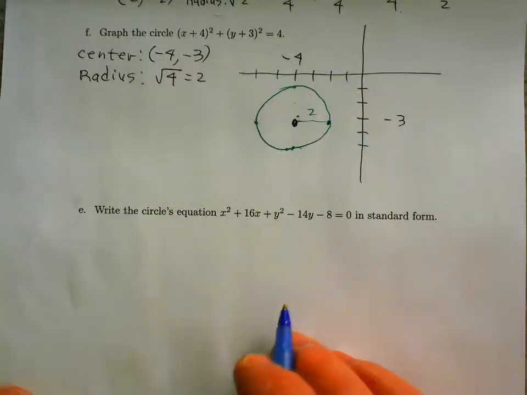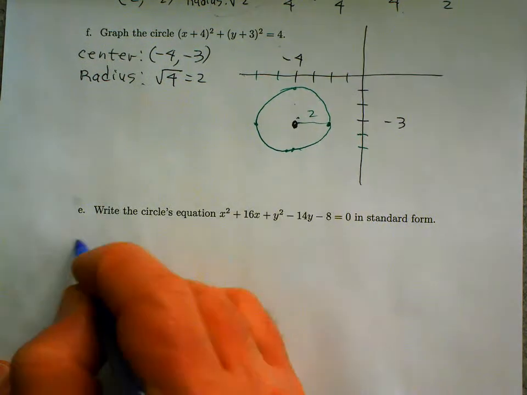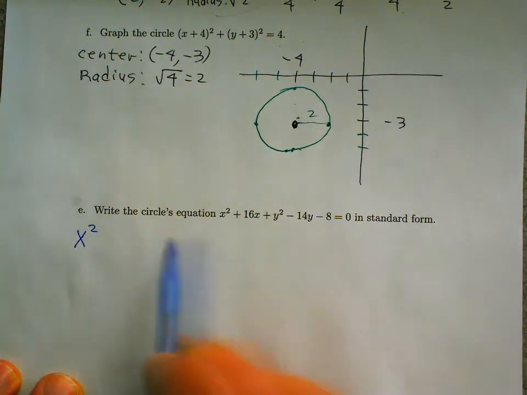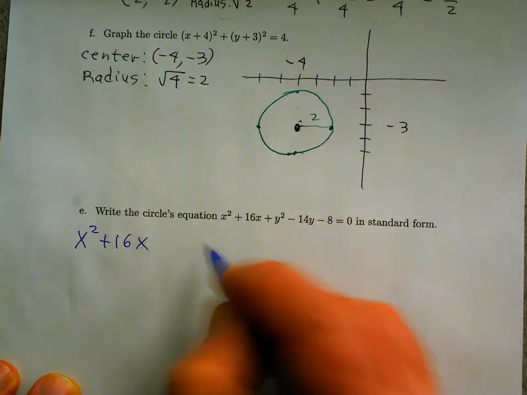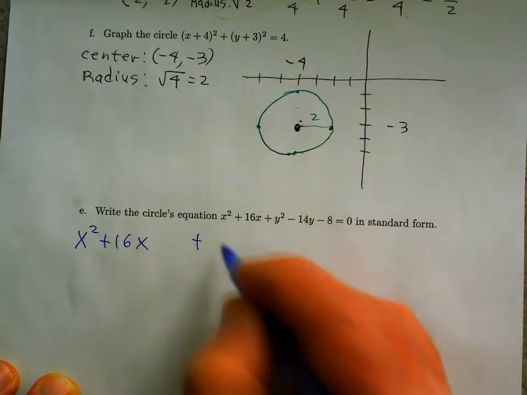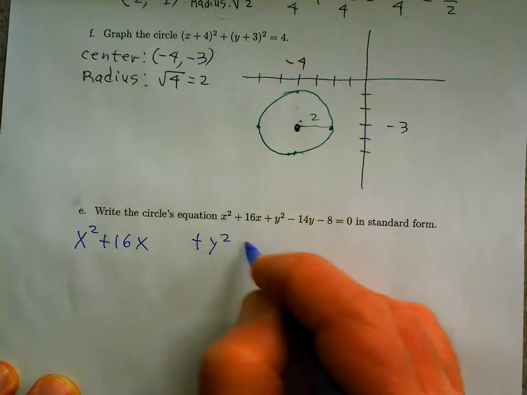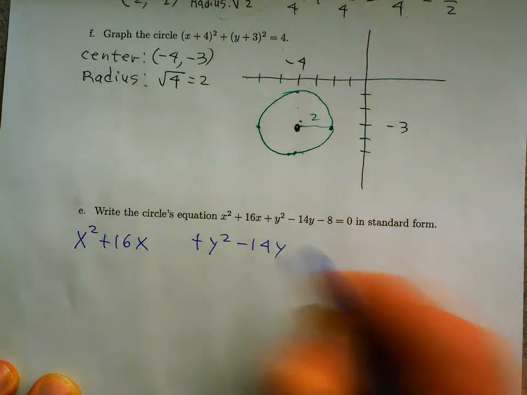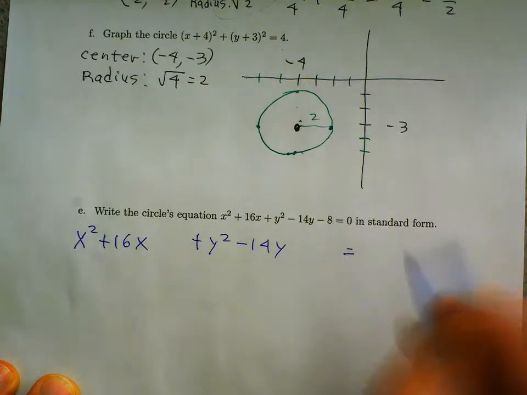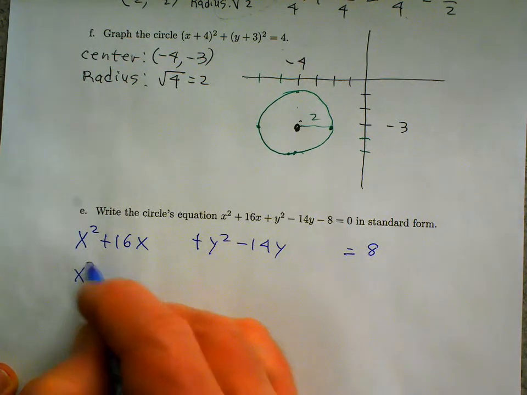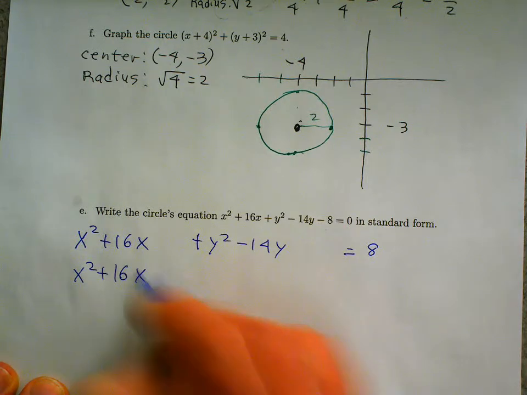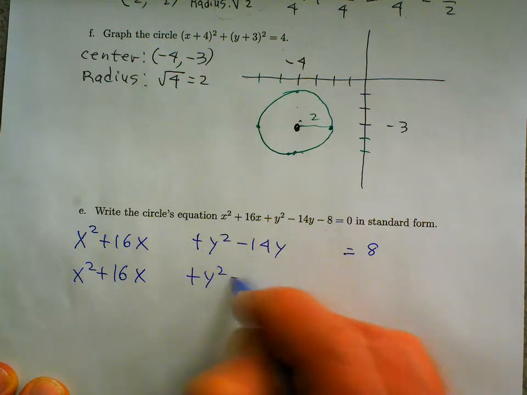Here we have less than a minute, but I think that's enough time to at least get started on writing this equation in standard form: x squared plus 16x, put some space, and then plus y squared minus 14y, put some space, and then the equal sign, and then add 8 to both sides. So in the next step, we'll add 2 numbers to both sides of the equation.